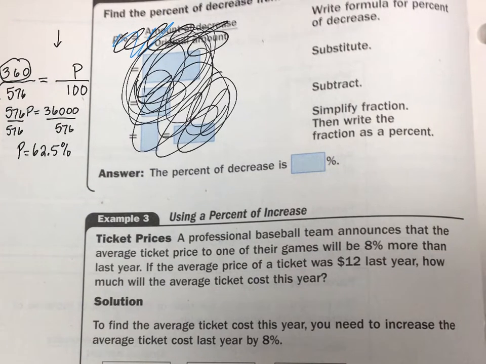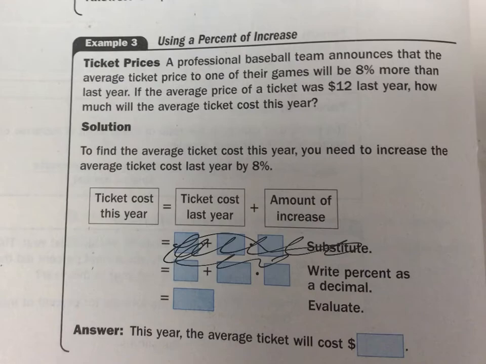Okay? All right, the next one is talking about ticket prices. A professional baseball team announces that the average ticket price to one of their games will be 8% more than last year. If the average price of a ticket was $12 last year, how much will the average ticket cost this year? So we know X is going to equal the ticket cost this year.